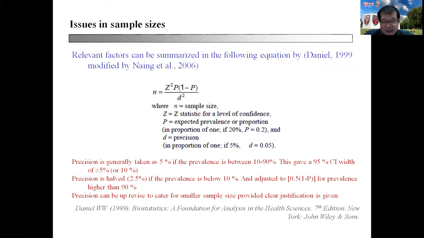Generally, precision is taken as 5% if the prevalence is between 10 to 90%. This gives a 95% confidence interval of plus or minus 5%, or a total band variation of 10%. Precision is half of p, or 2.5, if prevalence is below 10%, and adjusted to 0.5 multiplied by 1 over p, 1 minus p for prevalence higher than 90%. Do note that all these calculations very much depend on prevalence, as we're going to see later.